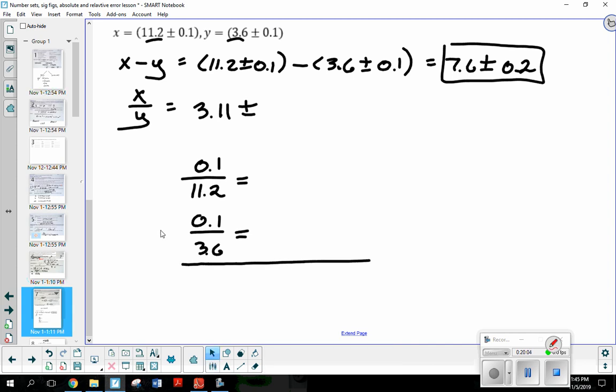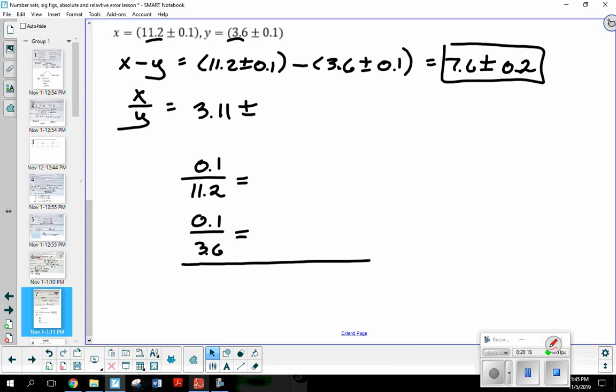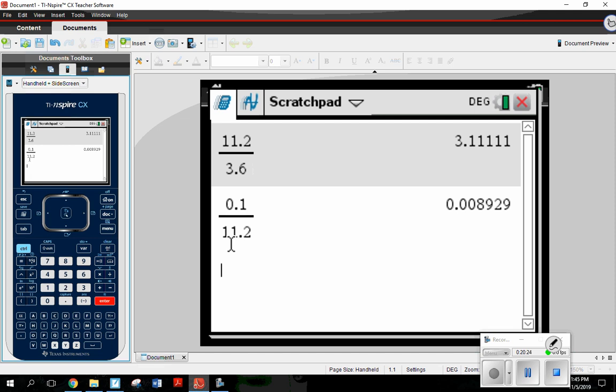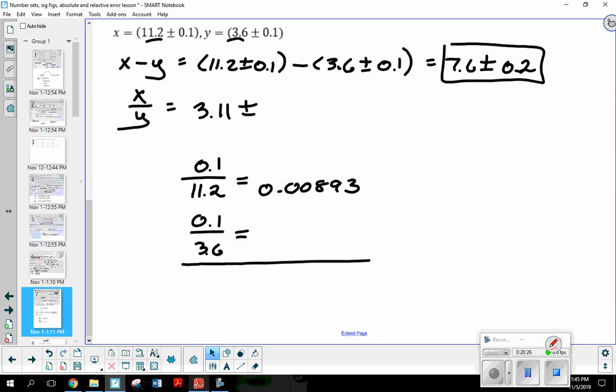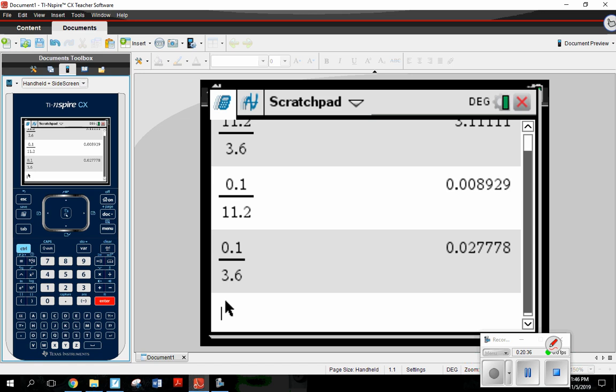So let's go ahead and see what that's going to give me. 0.1 divided by 11.2. Okay, this is going to give me 0.0893, let's say. And then let's do the same thing for the other one. It was divided by 3.6. So 0.1 divided by 3.6. For this one, I got 0.0278.